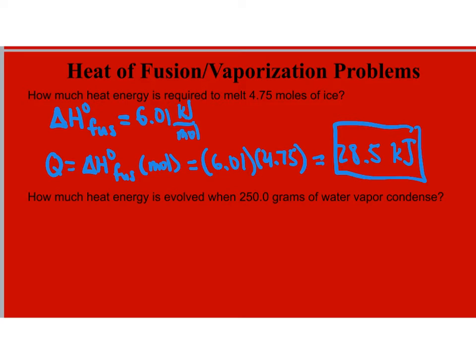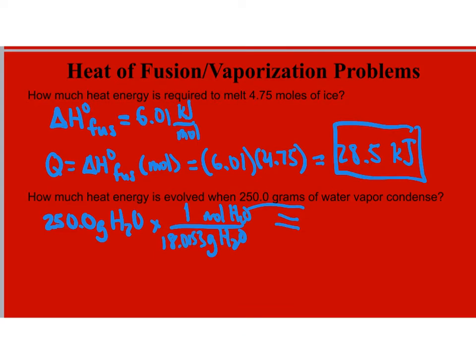On the other hand, we have how much energy is evolved when 250 grams of water condense. Notice that this time we don't have it in moles, we have it in grams, so it's an extra step to the problem. We have to take the grams of water: I have 250.0 grams of water. And I know, as a rough estimate, that 1 mole of water has a mass of 18.0153 grams. When I solve this out, I get 250 divided by 18.0153, which gives me approximately 13.877 moles of water. So you have to put this into moles first.